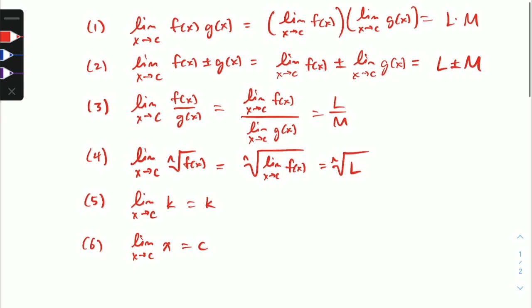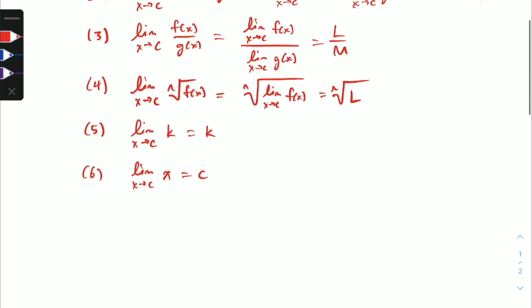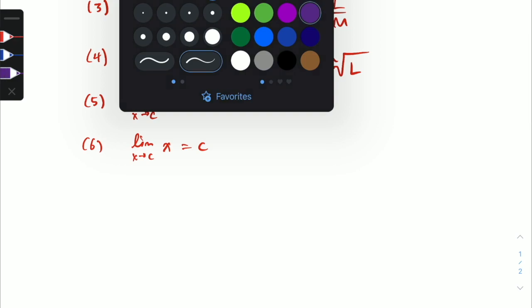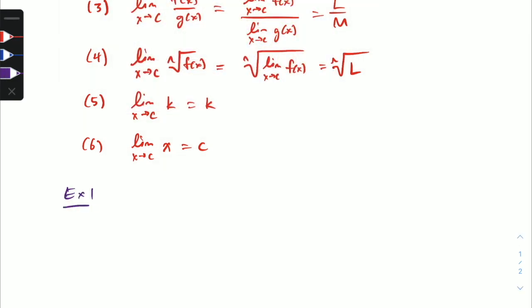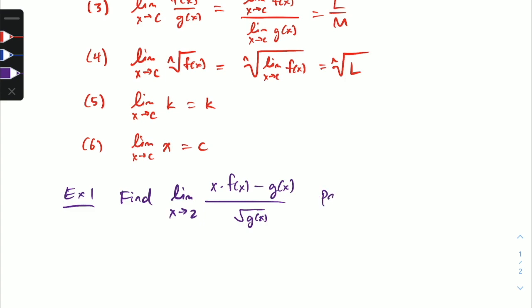All right, so let's combine these properties of limits in an example problem. So let's say we have the following. Say we want to find the limit as x goes to 2 of x times f of x minus g of x all over the square root of g of x, provided we know that as x goes to 2, f of x goes to 3, and as x goes to 2, g of x goes to 4.